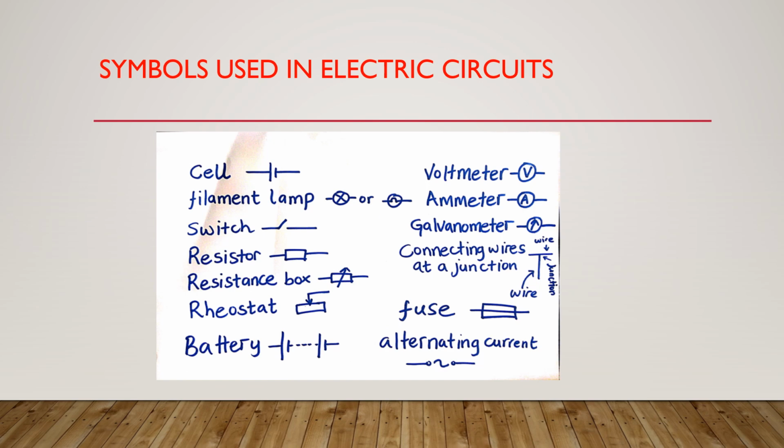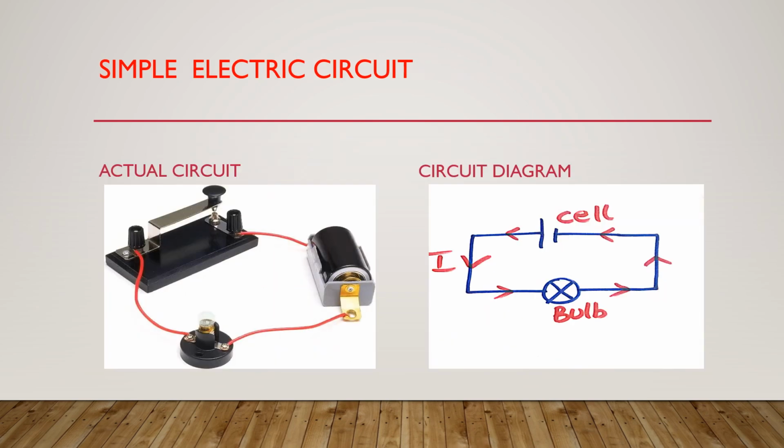Most of the various components that we shall be dealing with have got symbols. And the symbols are the ones that are used in electrical circuits, as we shall see later on. So on your screen, you can see various symbols for various components that are used in electrical circuits: a resistor, a resistance box, a cell, a filament lamp, a battery, a fuse, and many others. Those are some of the various symbols that we shall be using in electrical circuits.